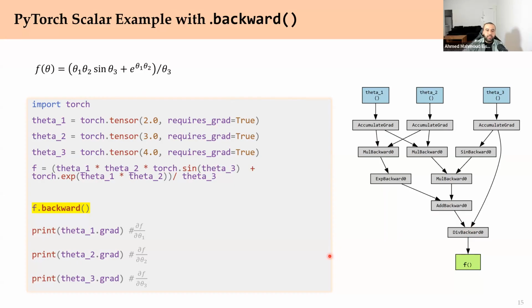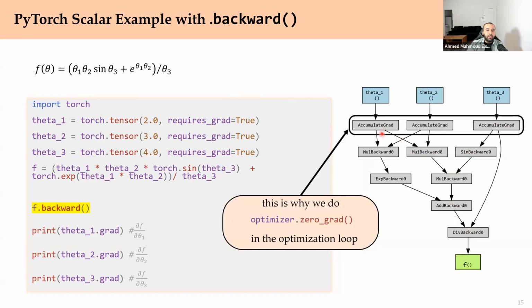And one thing to notice here is that the top nodes here are all marked as AccumulateGrad, which means that the gradients are accumulated rather than being overwritten. And this is exactly why you usually start your optimization loop with optimizer.zero_grad, because otherwise this gradient would pile up into the previous one.